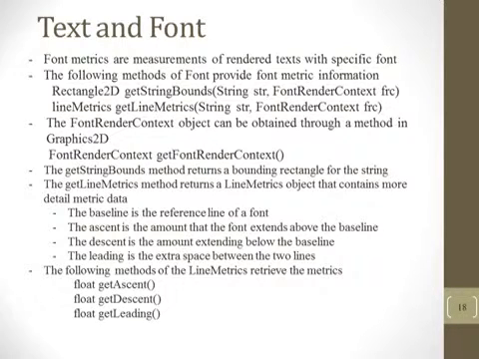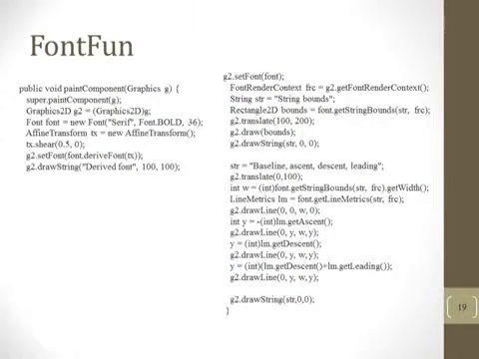The following methods of the line metric retrieve the metrics: get ascent, get descent, and get leading. The following example demonstrates font-related features. The derived font and font metrics are demonstrated in this example. 3 lines of text are displayed.